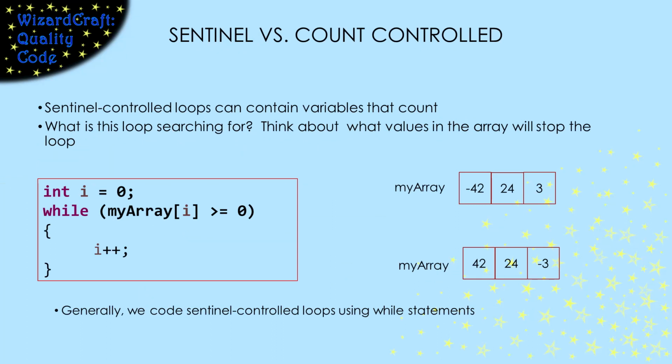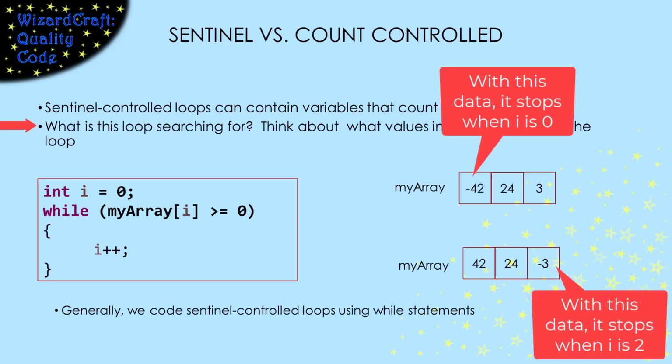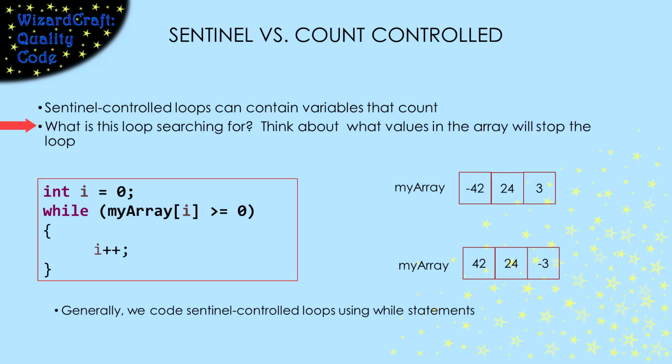Sometimes it's a little hard to see whether a loop is count-controlled or sentinel-controlled. For example, this loop has a counting variable i and is doing something to an array. That might make you think that it's count controlled. However, the loop is not going to go all the way through the array every time. It'll stop as soon as it sees a negative number in the array. Since the data in the array changes how many times the loop will run, that makes it a sentinel-controlled loop. We don't know how many times it will run when it starts.